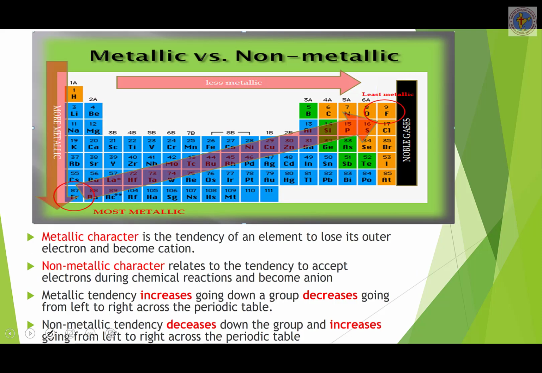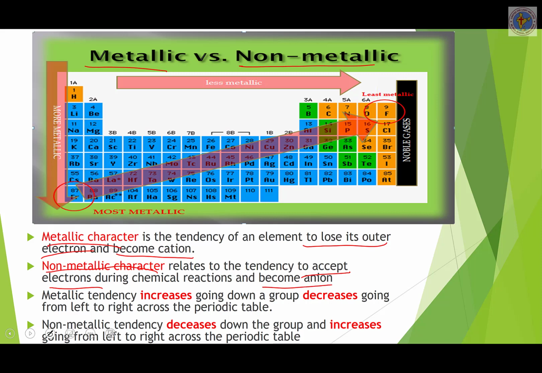Children, before knowing more about chemical bond, let us first know what we mean by metallic and non-metallic character. Metallic character means the tendency of an element to lose its outermost electron, and after losing electrons, they become cations. Similarly, non-metallic character means they accept electrons during chemical reaction, and after accepting the electrons, they become anions.